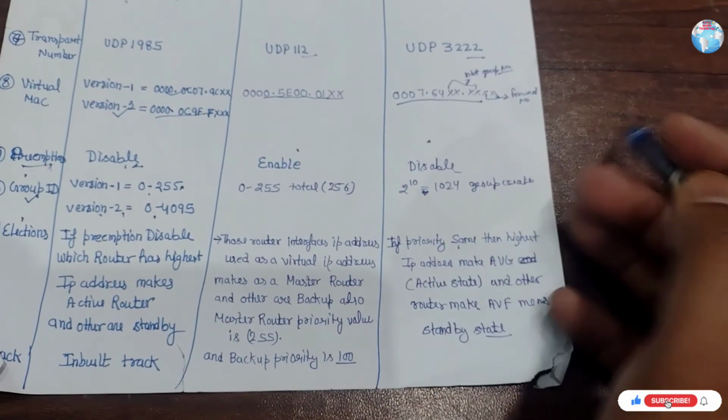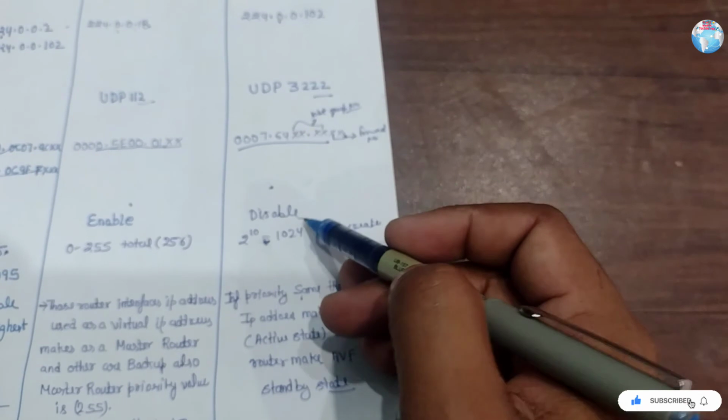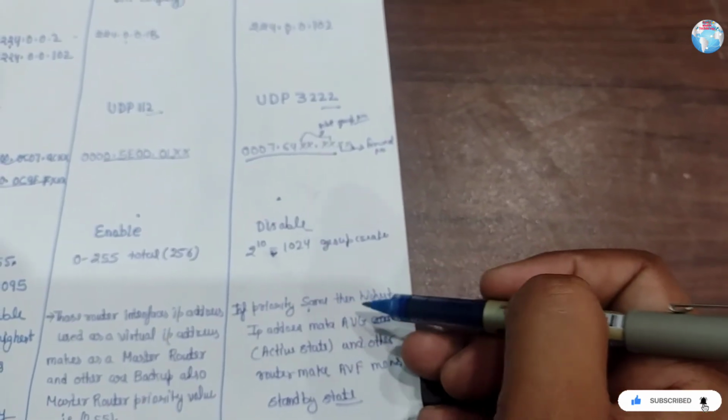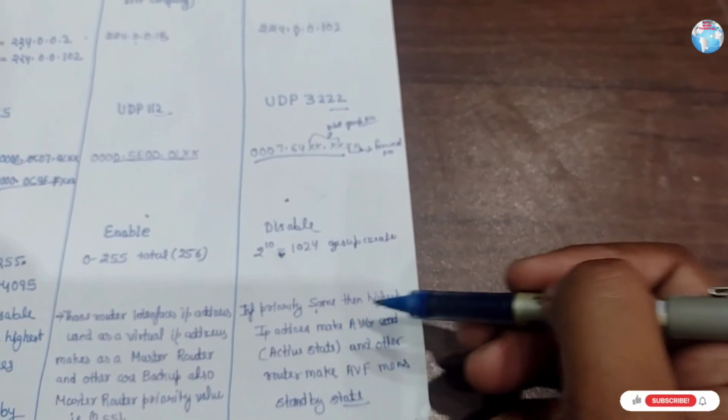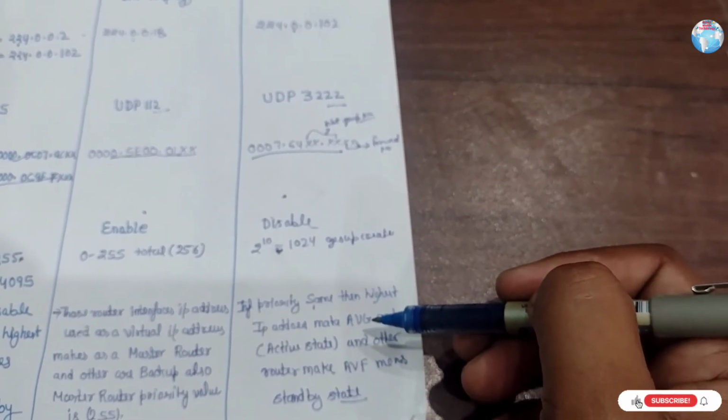In GLBP the election is the same as in HSRP: if priority is the same then the highest IP address makes the active router and the other routers are standby routers.